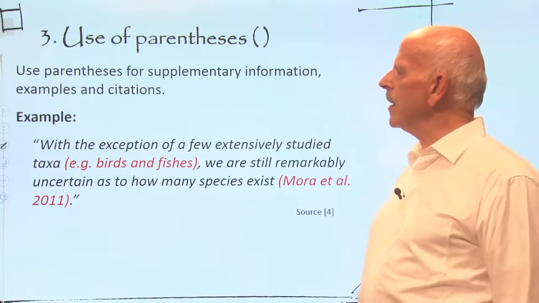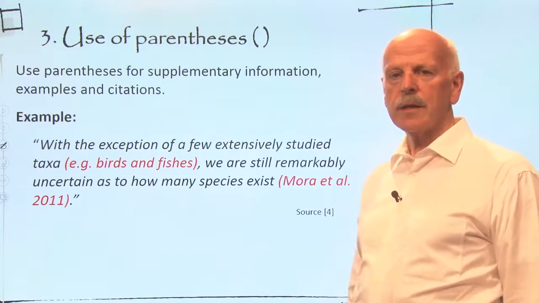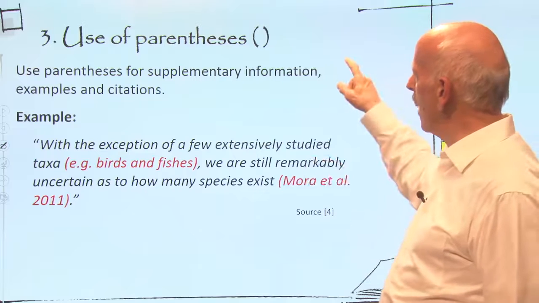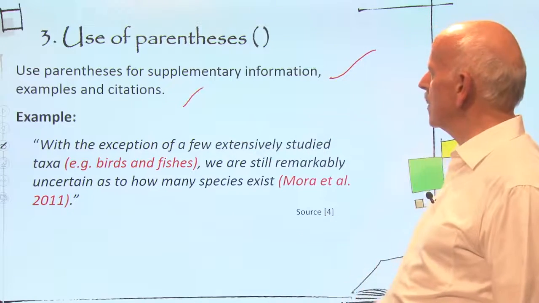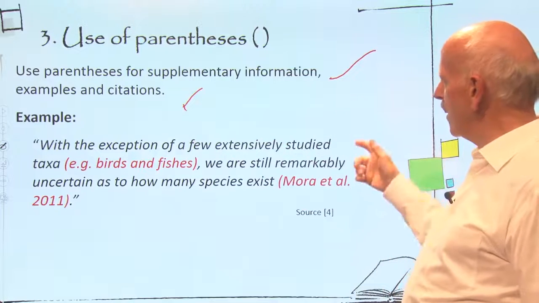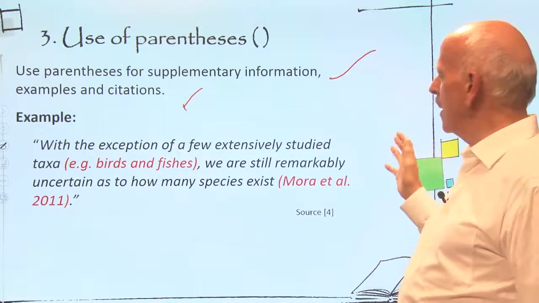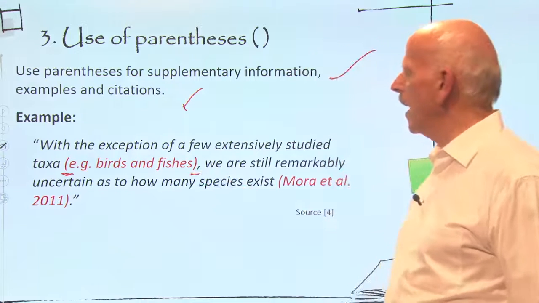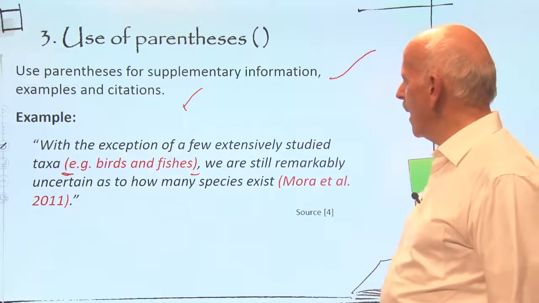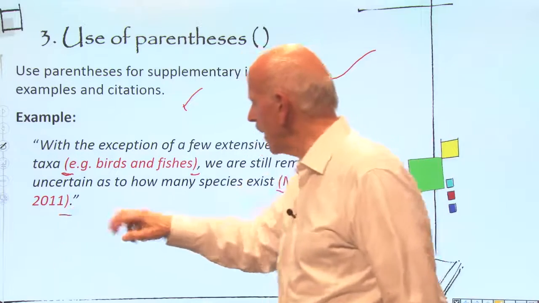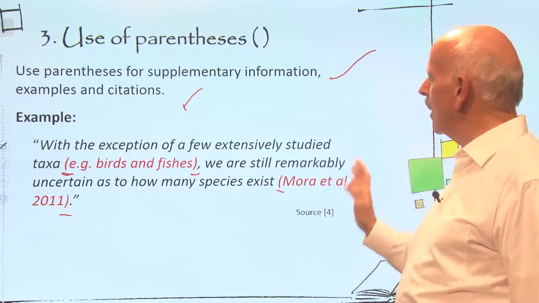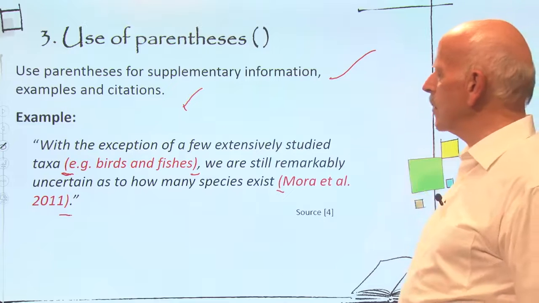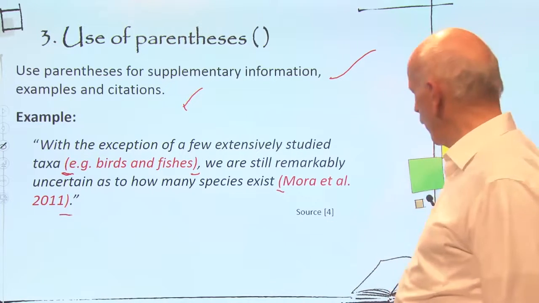Okay. So the third useful expression in science writing is the parenthesis. Parentheses are used for supplementary information, examples, and citations. The sentence here is a straightforward one, and one that is very familiar to most people. It uses the parentheses here and here to include extra information. It also includes parentheses here and here to identify the citation. Who wrote the paper? So those are two ways in which you can use parentheses.